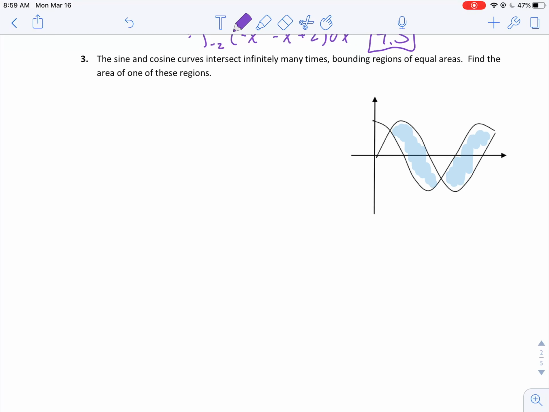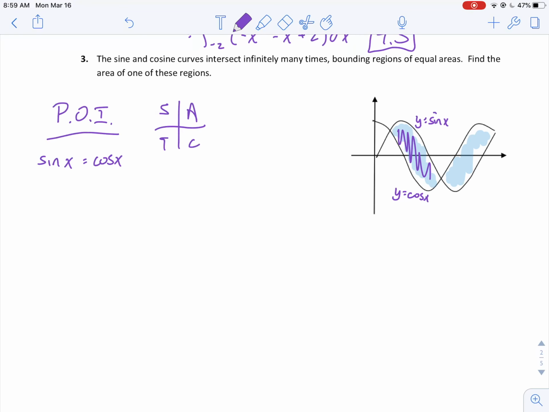So let's see. My cosine function starts up at 1, and my sine function starts at the origin. So for this first region, I know that the top function is sine and the bottom function is cosine. Now to find the points of intersection, I'm going to set sine of x equal to cosine of x, and I know this happens in 2 quadrants where both functions are positive and both functions are negative and at a 45-degree reference angle. So I know x equals pi over 4 as well as 5 pi over 4.